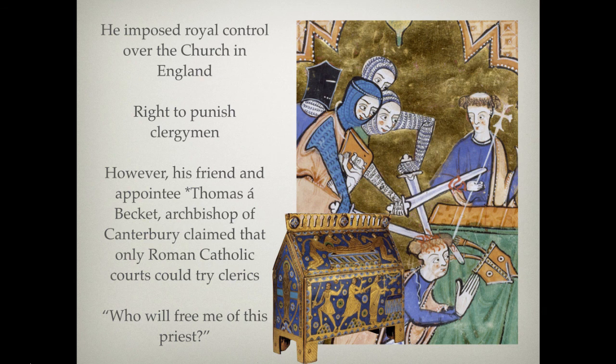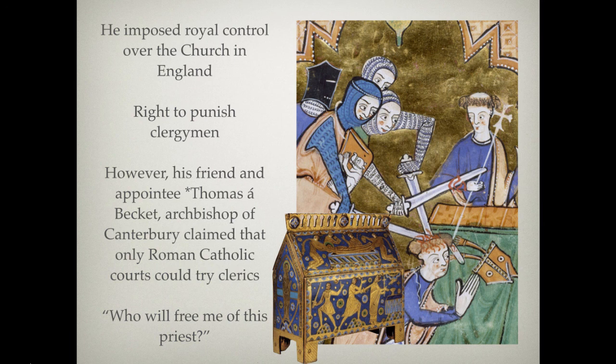Now, Henry ended up imposing royal control over the church in England as well. He wants to control every aspect of society. And particularly one of the major issues is that he wants to be able to punish clergymen. Now, how it existed before in the medieval period was that the church punished church members, and the lord or king punished his own knights and his own people.